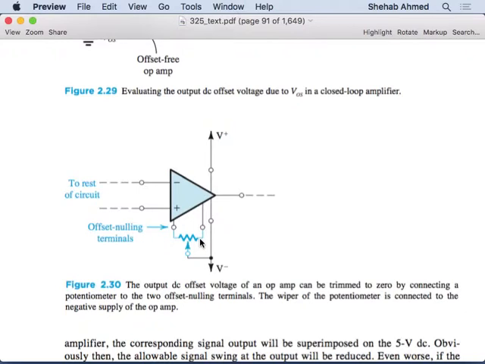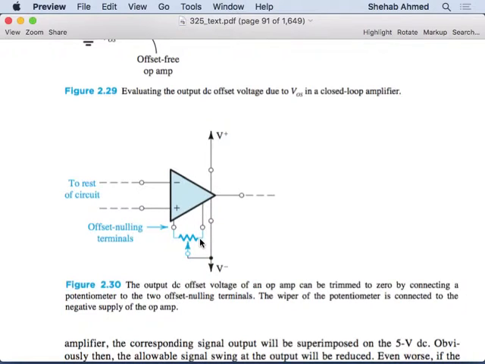Okay, there's offset that I'm measuring. How do I deal with that? With an offset nulling circuit. I need to make sure that my op-amp that I'm buying has offset nulling terminals, and then I read the data sheet. How do you connect the potentiometer around this? What size of potentiometer? And then you can figure out how to get rid of your offset. But you cannot get rid of it, actually.